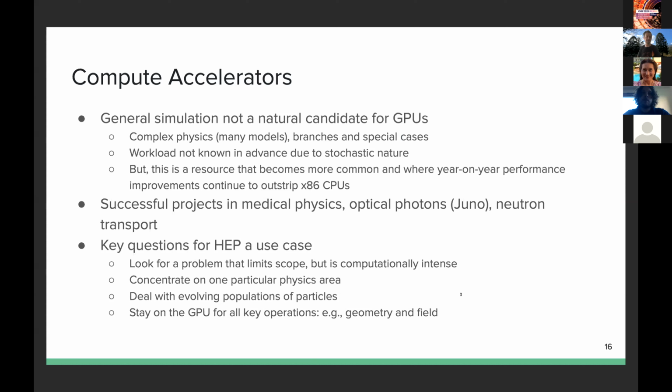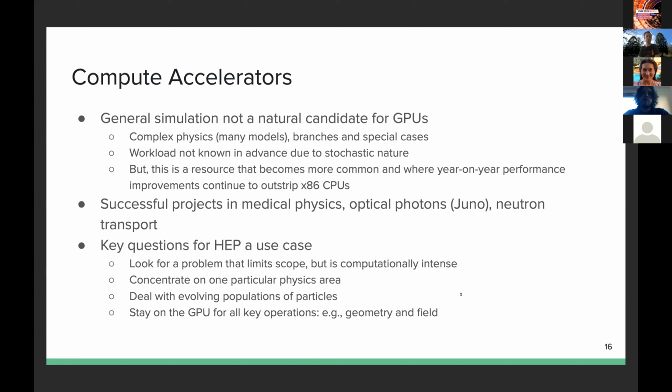But as I said in my introduction, GPUs as a resource become more and more common, and the year-on-year performance improvements really outstrip the x86 CPUs by quite a margin. And we know that in medical physics, optical photons and neutron transport, there are already successful projects to use compute accelerators.